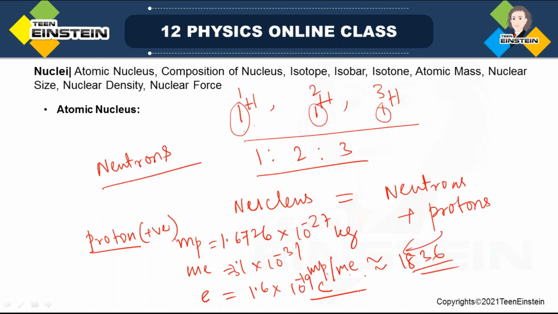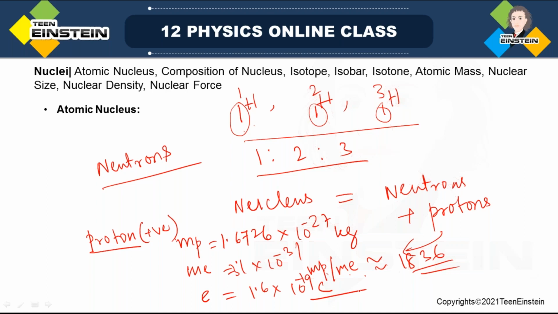So proton and electron are of the same charge, but the electron will be a negatively charged particle and the proton will be a positively charged particle. Otherwise, the magnitudes of the charges are the same.